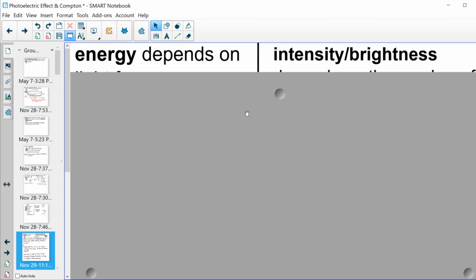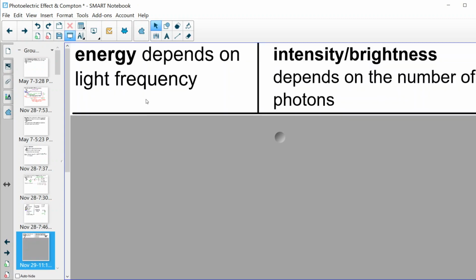So in the particle model of light, light has 2 properties. The first property is energy, and we just learned that that depends on light frequency. The second property is the intensity, which is the same thing as the brightness of the light. And this depends on the number of photons. So say you have a lamp that gives off 10,000 photons per second, and someone else has a lamp that gives off 1,000,000 photons per second. The second lamp is going to be much brighter than the first.